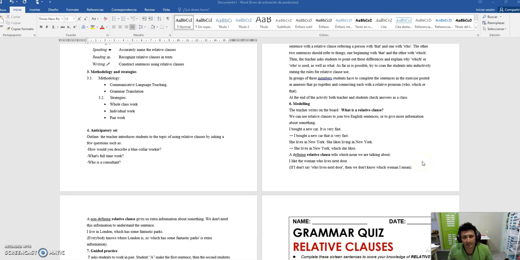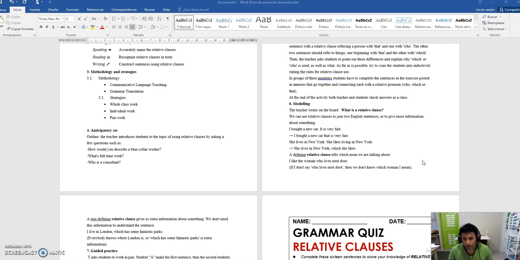The sixth step is the modeling. Here the teacher writes a big question on the board: What is a relative clause? We can use a relative clause to join 2 English sentences or to give more information about something. For example, I bought a new car. It is very fast.